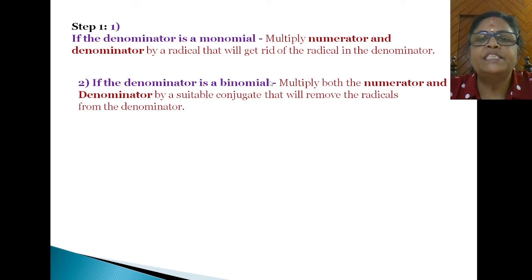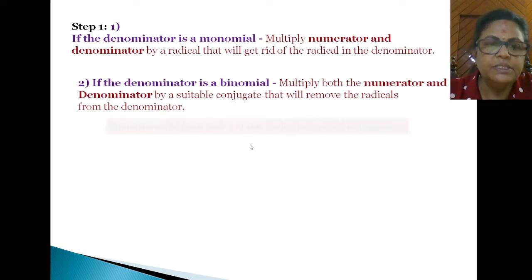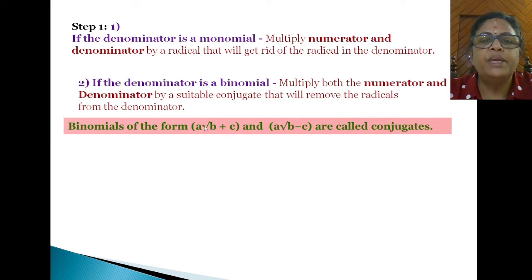Here, if the denominator is a binomial, that means when the denominator has two terms, multiply the numerator and denominator by a suitable conjugate that will remove the radicals from the denominator. That means if the denominator is a plus root b, we will multiply the numerator and denominator with a minus root b. Okay. So binomials of the form a root b plus c and a root b minus c are called conjugates. Okay, children? That means a plus b and a minus b are conjugates.